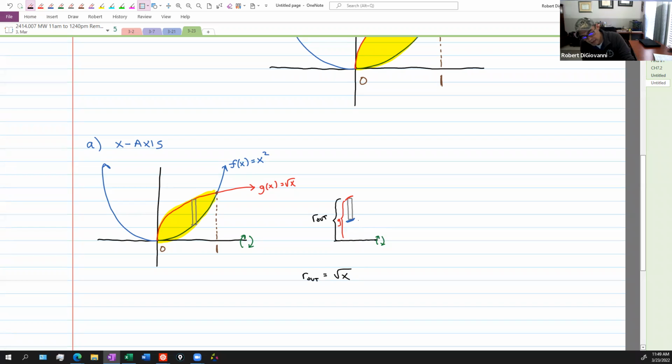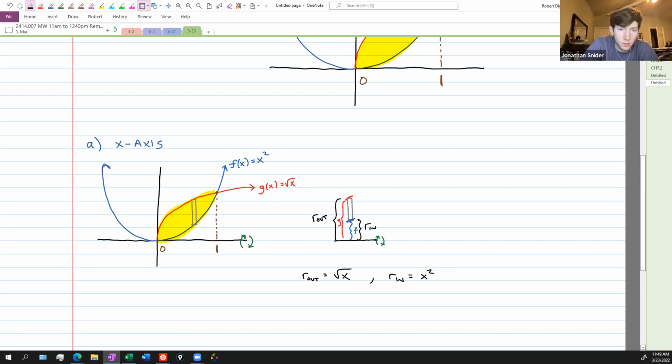And then my inner radius is the blue one, right? But the blue one is the F function. So my R in is the blue one, which is x squared.